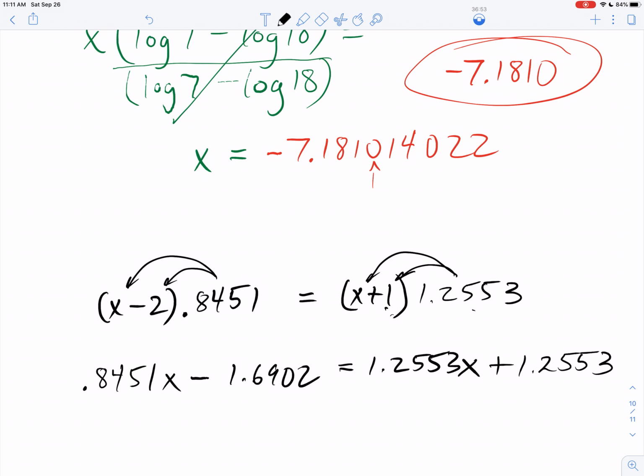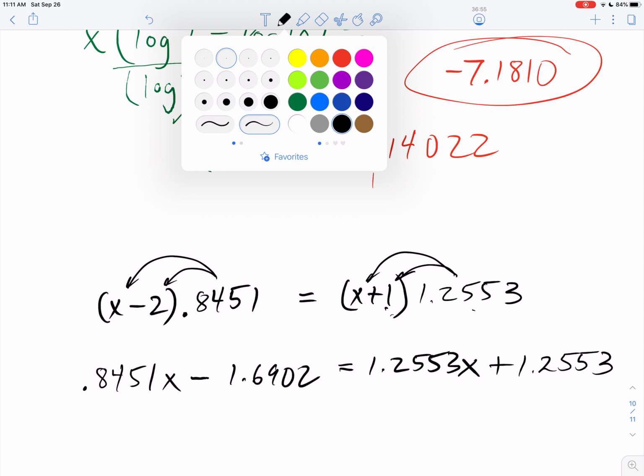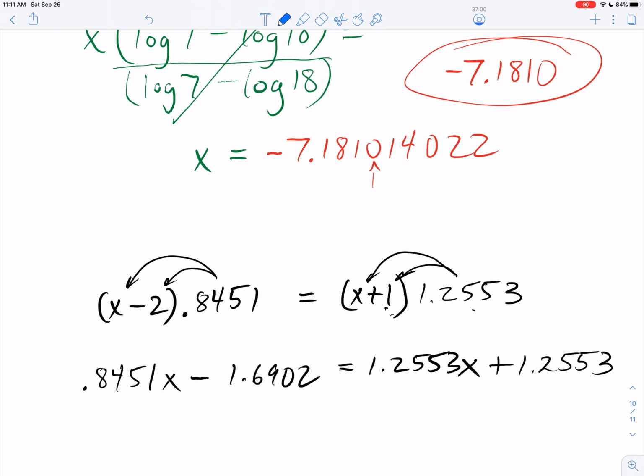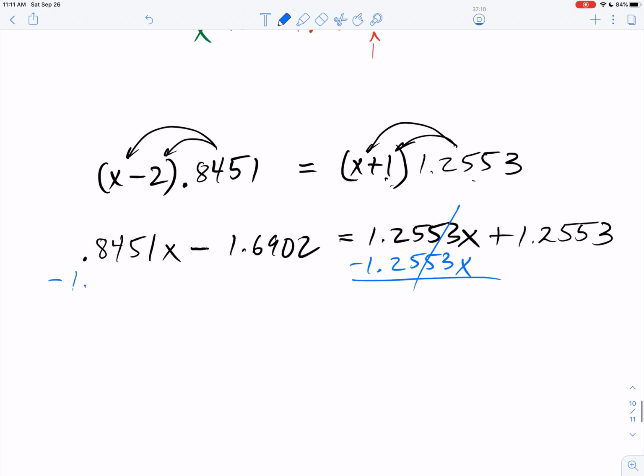And I can get x on one side, number on the other. I'm going to color code this again. Oh, come on, please, blue pen. And I'm going to move my x's to one side. And away we go. I'm going to have to scroll down a little bit. 1.2553. I really don't want to make a mistake with these decimals, but guess what? That's really the hard part about doing this.